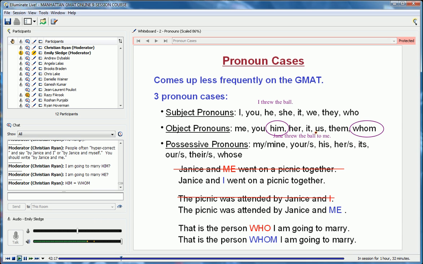If the object pronoun him sounds right, then it's the object pronoun whom that belongs there. Quick way to remember that is that they both end in M. If he had sounded appropriate, you'd use who. Those are on the same list together too.